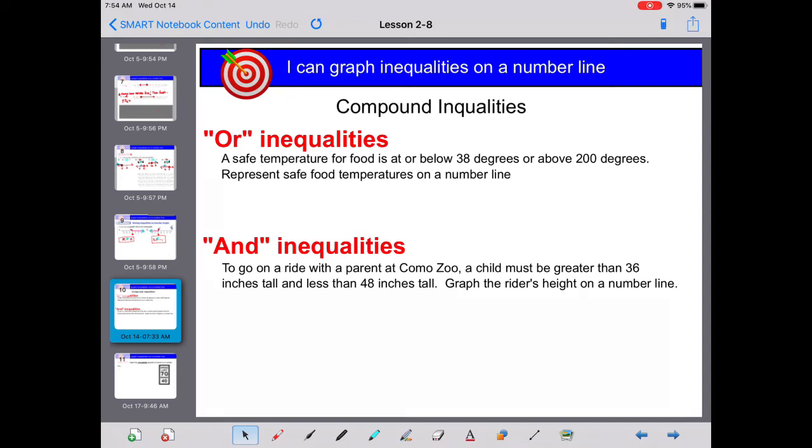A safe temperature for food is at or below 38 degrees or above 200 degrees. Represent safe food temperatures on a number line. Here's my number line. Here's 0. In this case, I need to have two numbers. I do not care if they are a proper distance away from 0.